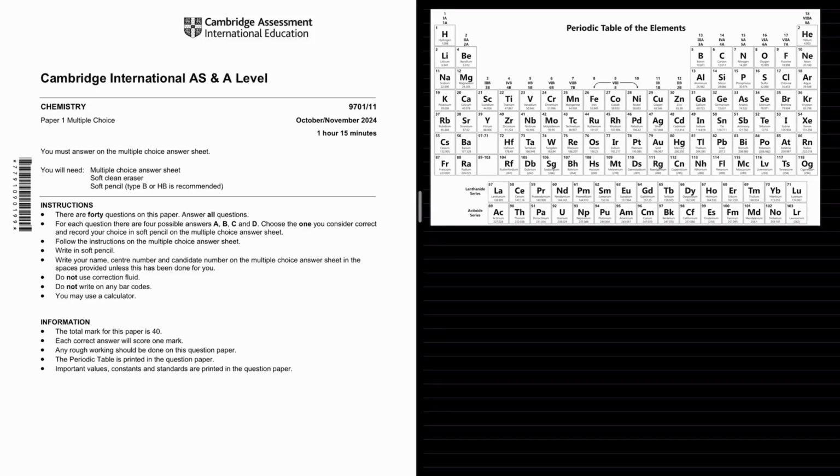Hello everyone, let's take a look at this Cambridge Assessment Examination. This is the Chemistry AS and A level paper.